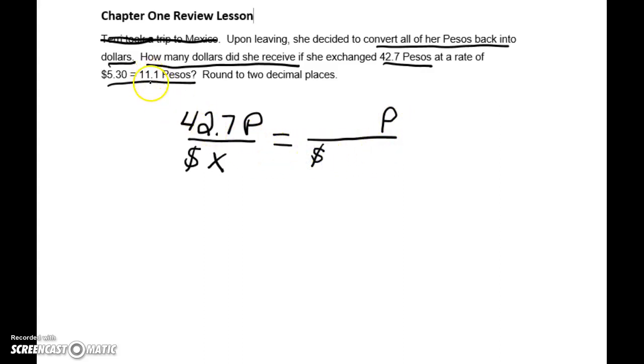So looking at that rate, we had 11.1 pesos. So let's fill that in. And then we had $5.30.